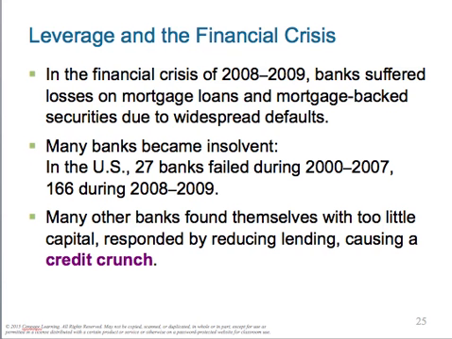And in the U.S., 27 banks failed from 2000 to 2007. That's unheard of. 27 banks in a 7-year span. That's a lot. Well, guess what? In basically a year and a half, from 2008 to 2009, 166 banks went insolvent. That's a big problem. Many other banks found themselves with too little capital. They were in a credit crunch. They reduced lending, and that caused a credit crunch.